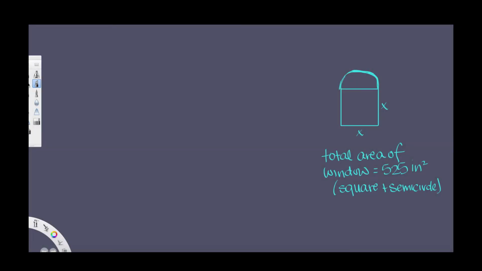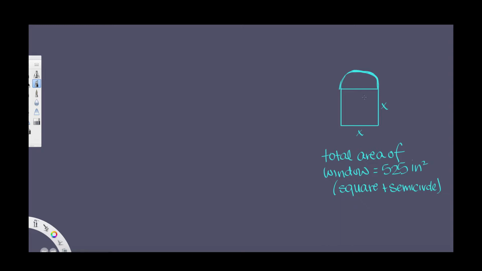All right, this next problem has a figure that's a similar shape to the track, but it's giving us some different information and asking us to find some different information about the problem. So this is a window, and the window is made up of a square and a semicircle. And the only information we're given about that window is that the total area is 525 square inches.